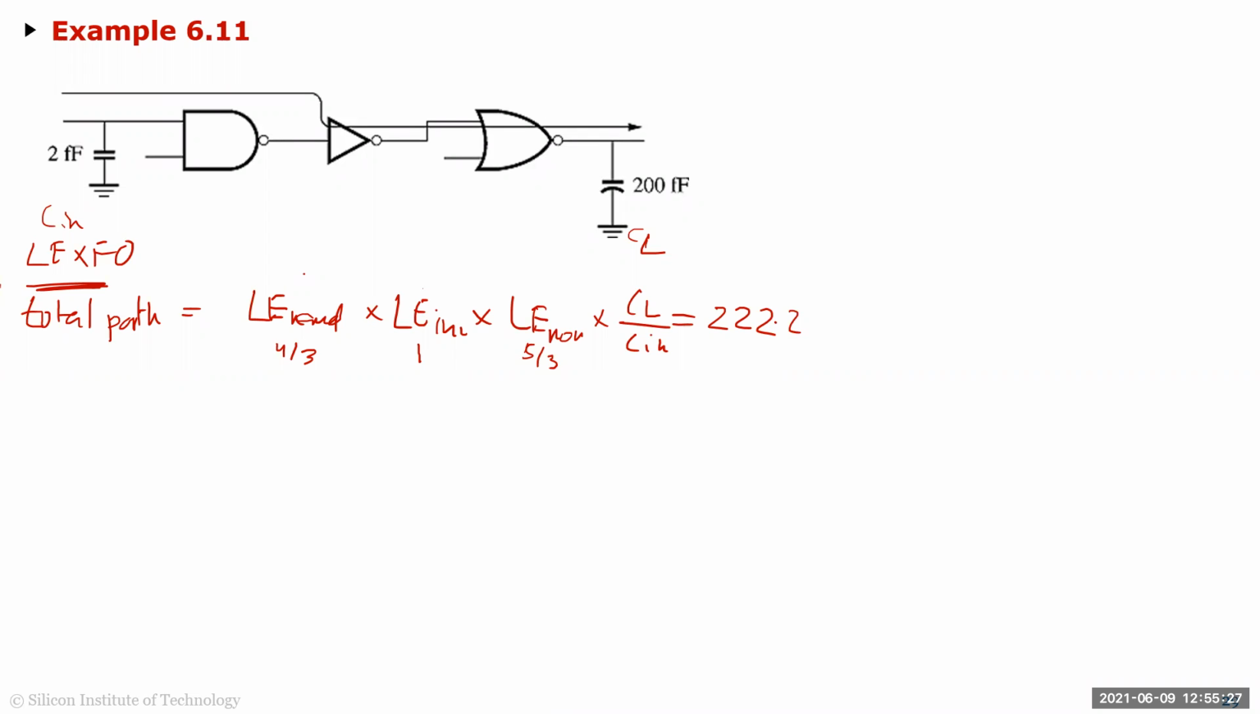There is no unit to it. It's telling you that this is going to be about 222 times more effort than your fastest inverter. If you remember, for each stage, logical effort times FO should be equal to the square root of this whole thing. So the square root of 222 is about 6. Now I can write the delay of the whole thing.